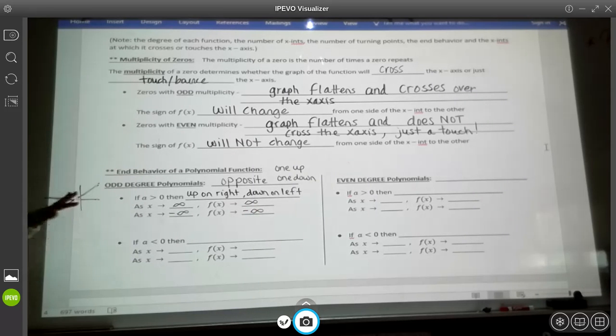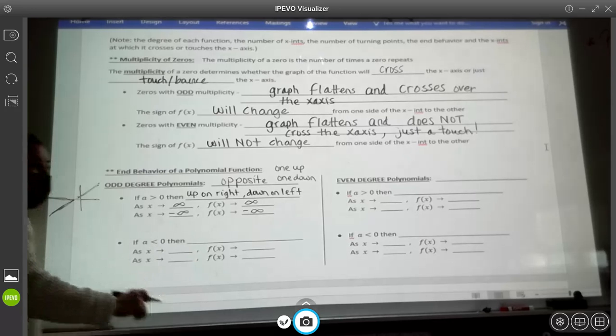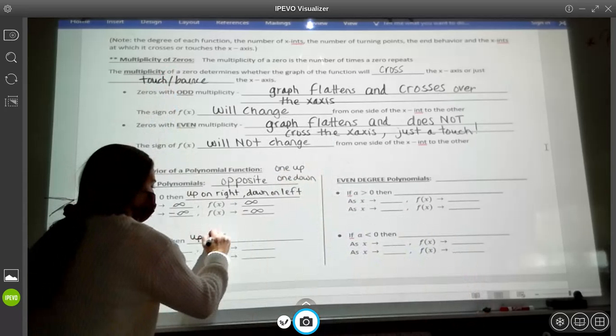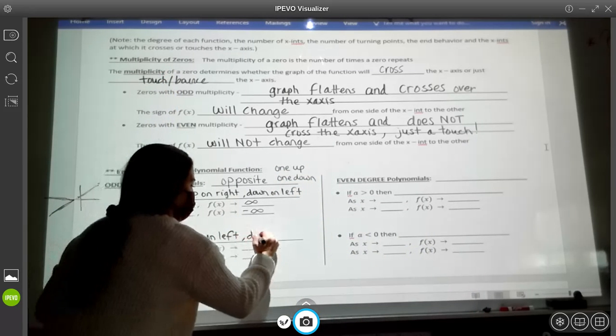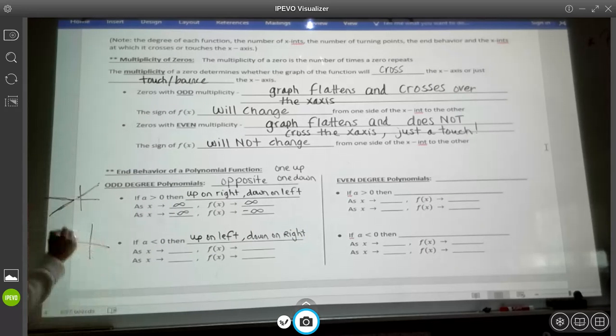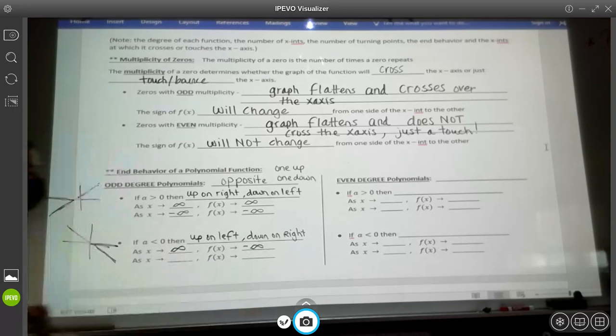And I'm pretty sure you had to talk like this on that roller coaster PBA, so you should be familiar with the lingo. If the leading coefficient is negative, then it's going to be up on the left side and down on the right side. If you think of a negative sloping line, up on the left, down on the right, as x goes to infinity, f of x is going to negative infinity. And as x goes to negative infinity, f of x is going to infinity.